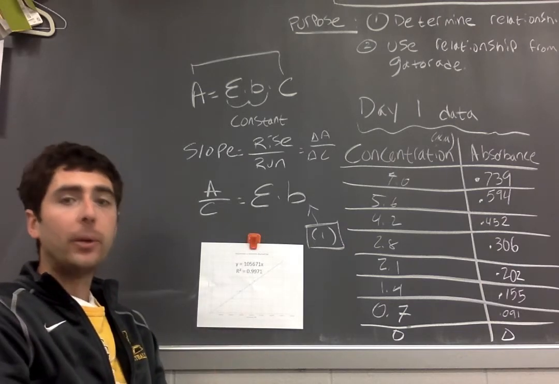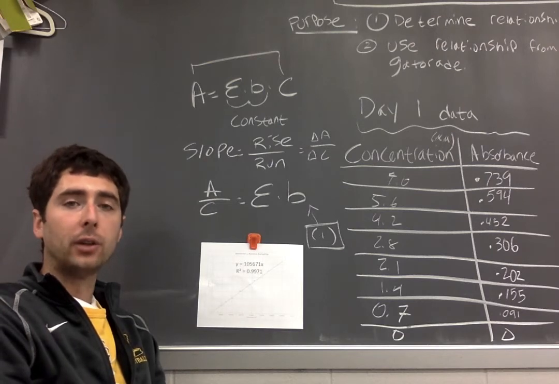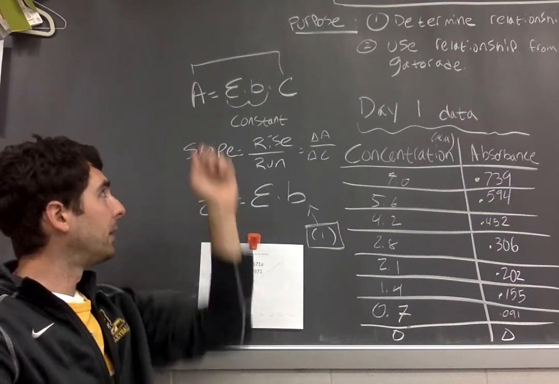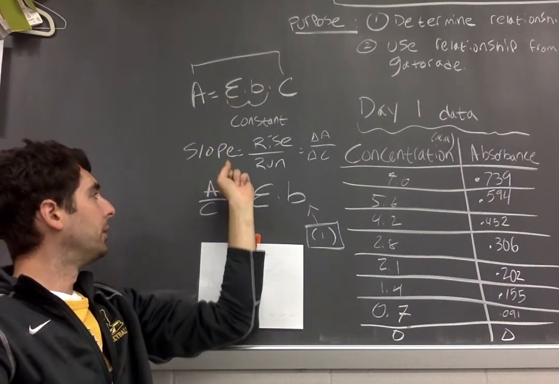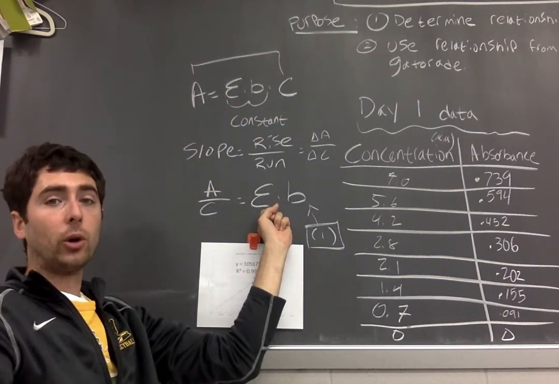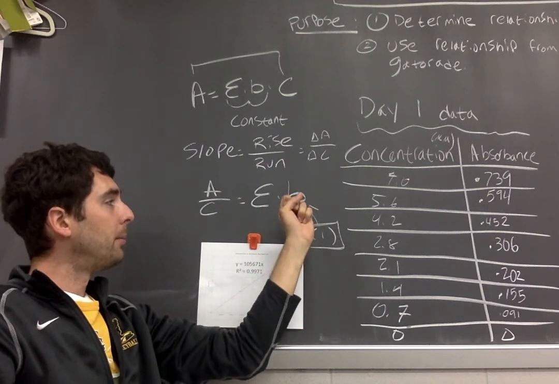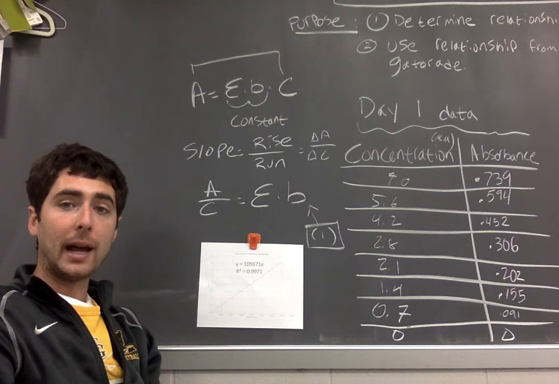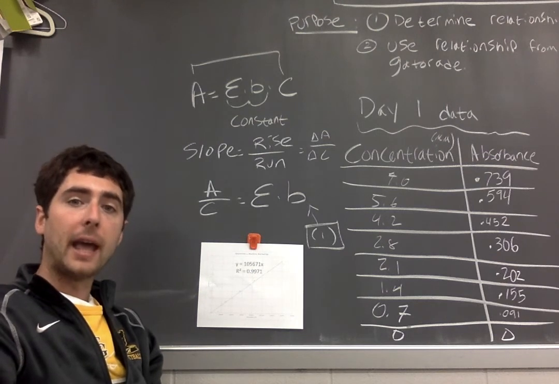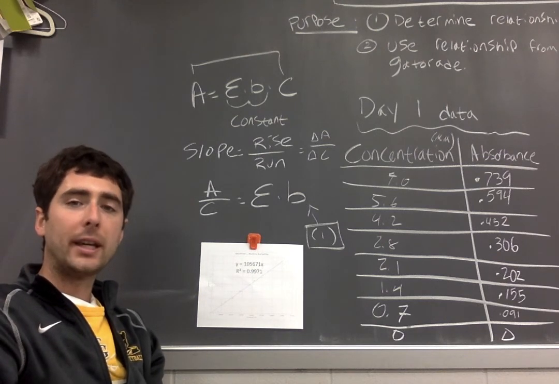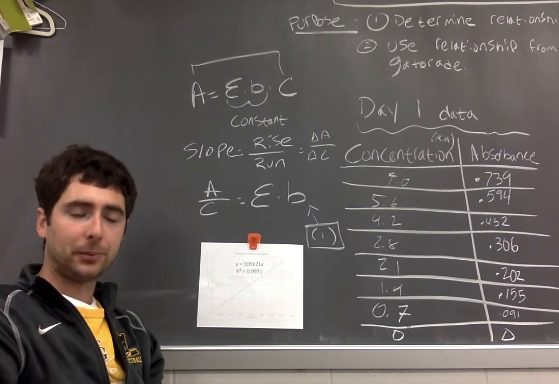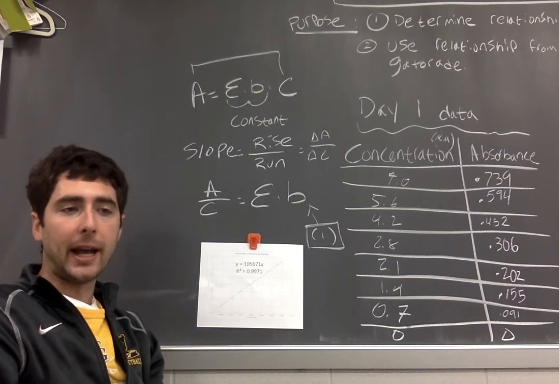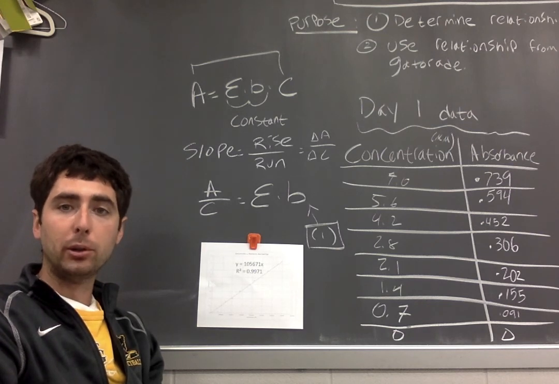Number one, when we calculate the slope, we're looking at rise over run, or change in absorbance over change in concentration. Manipulating Beer's law, absorbance over concentration is equal to molar absorptivity times path length. Because path length is always 1, really the slope is equal to the molar absorptivity. Now that we have all of this information, we can utilize this to help us with analyzing Gatorade, which has an unknown amount of blue food dye in it.